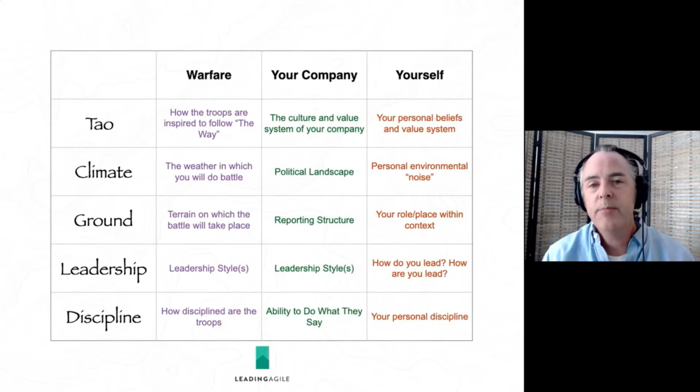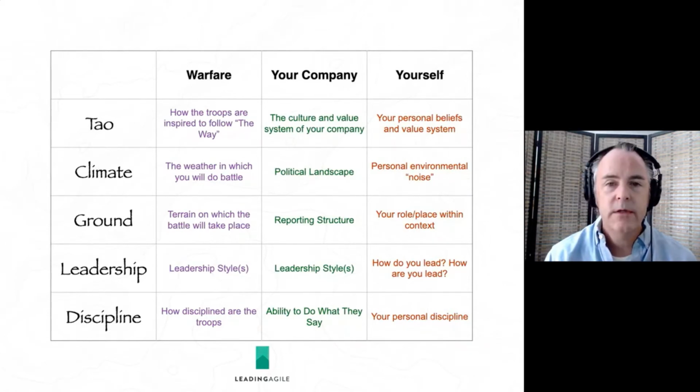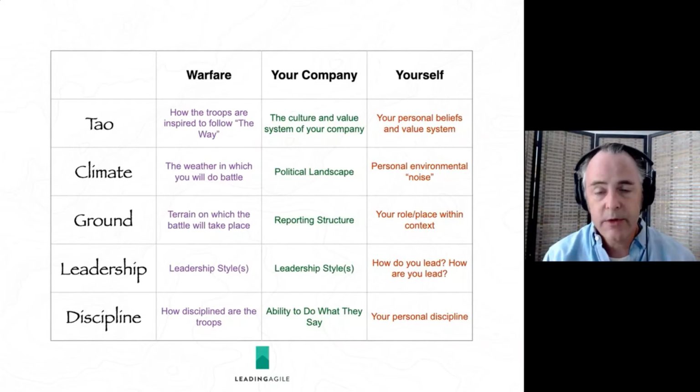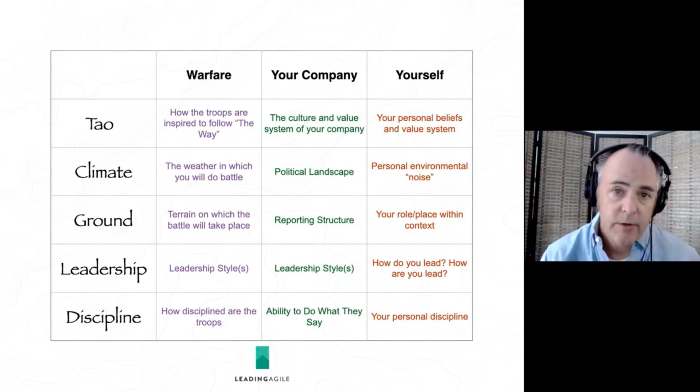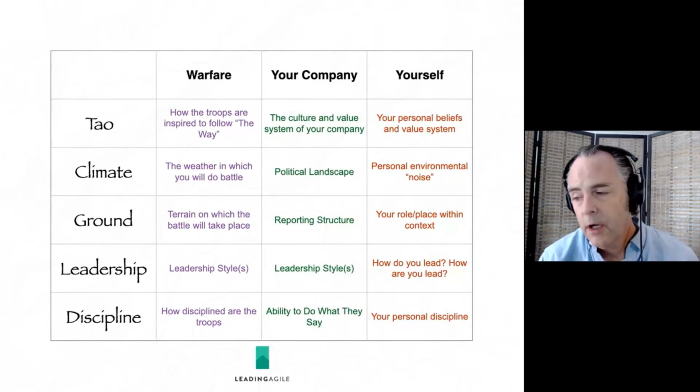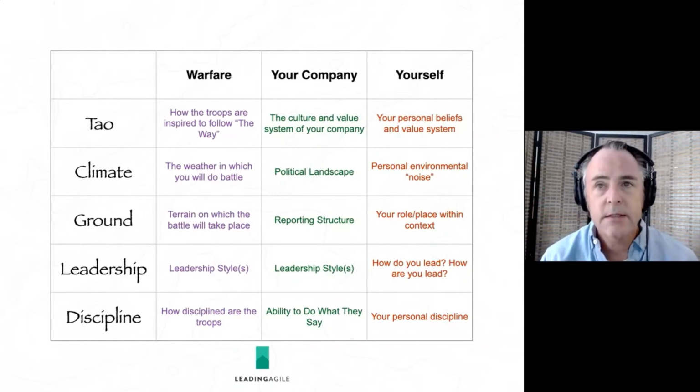Climate and ground, I paired those things together. So if it's me in an organization, right, if I'm trying to figure out how to solve a problem at work, then the ground is the organizational structure that I'm living with. If it was battle, it's the actual surface that I'm fighting on. But in a company, it could be the org chart. Where do you sit positionally within the organization? Climate would be, in real life, in battle, it would be the weather. In a company, it's politics.